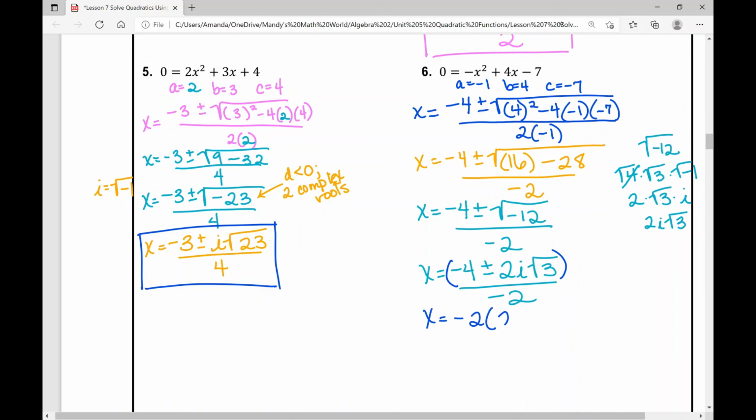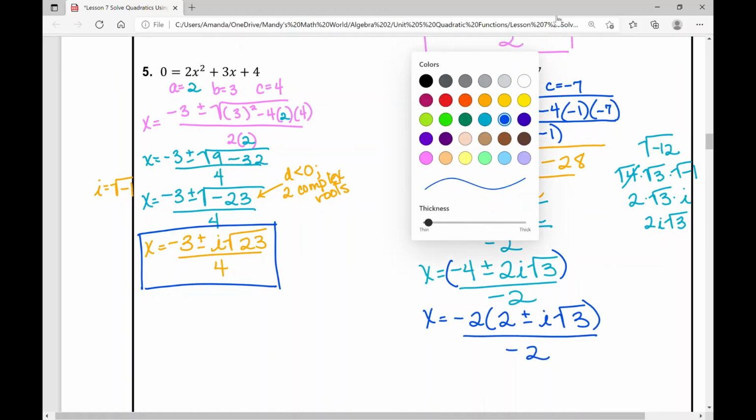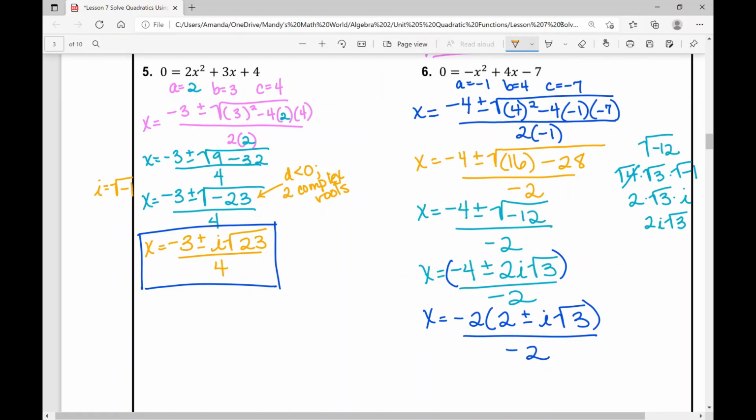So I'm left with positive 2 plus or minus. You always want to switch that sign if you're factoring out a negative, but it doesn't matter in this case because I've got two cases here: one's plus, one's minus. 2 plus or minus i times the square root of 3 over negative 2. And now I can simplify, crossing out my negative 2. The trick you're looking for is that there's a number in front of those parentheses.